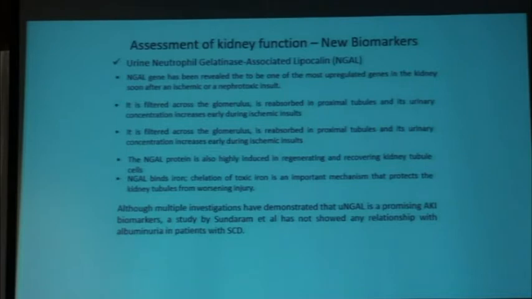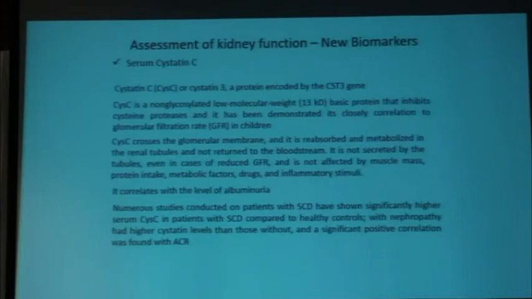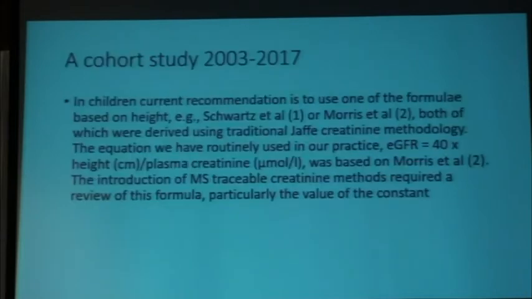The other one is the NGAL. Again, this is filtered across the glomerulus. Although many investigations have suggested that it's used in terms of AKI prediction, we still need to study it in sickle cell disease, and I think it's worth paying attention to.